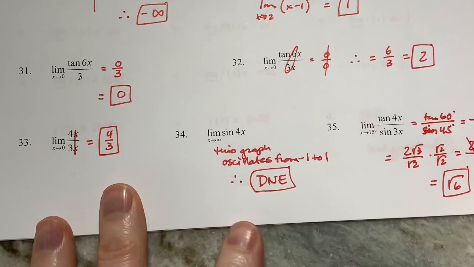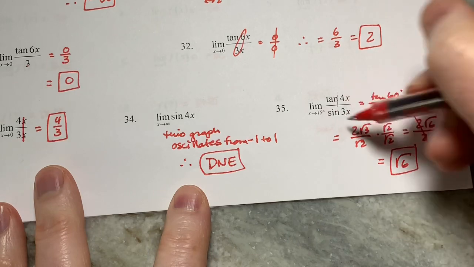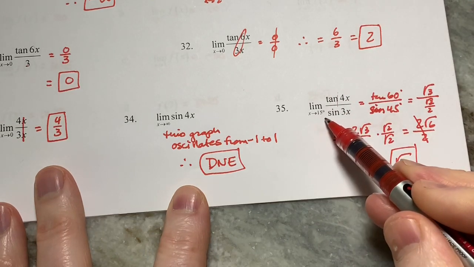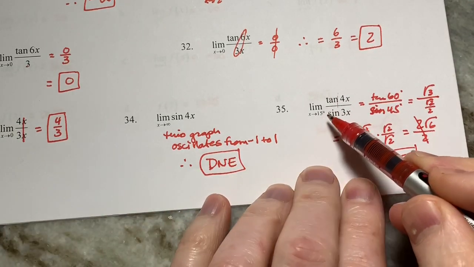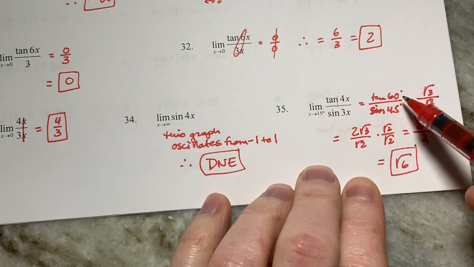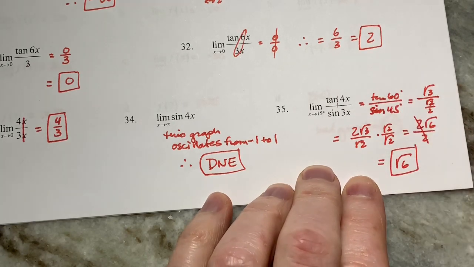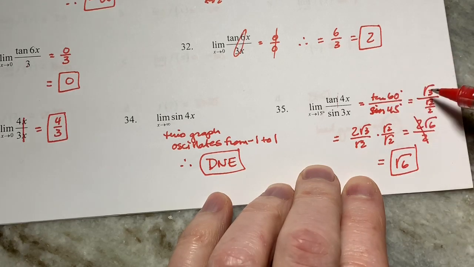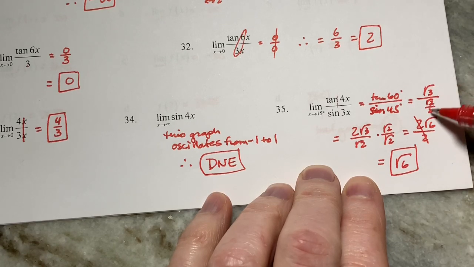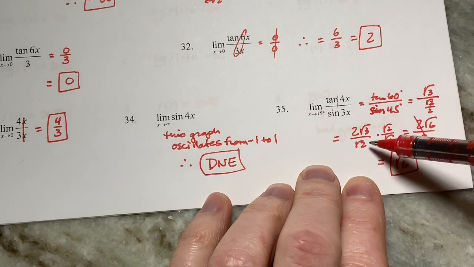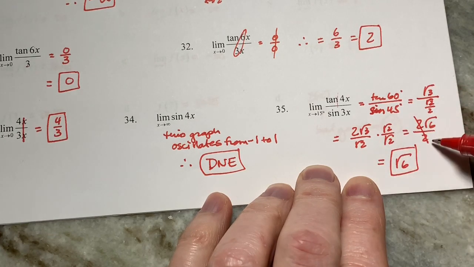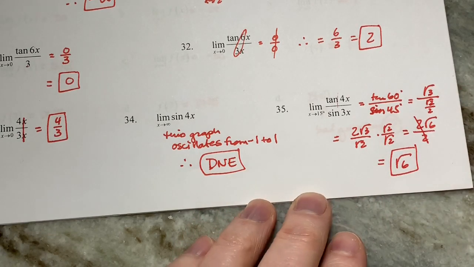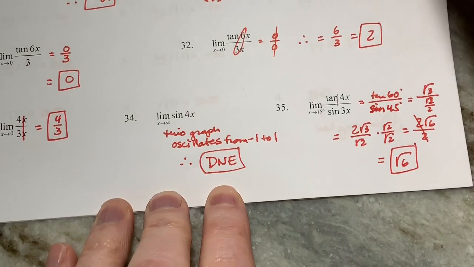And then finally on 35, people miss this all the time too. They say 4/3, but wait a minute, I'm not going to 0. Don't forget to plug the number in. If I plug 15 degrees in there, I get 60 degrees and 45. Those are values that I can actually do. Tangent of 60, we know those are the big reference angles, that's √3. Sine of 45 is square root of 2 over 2. So I can take this and multiply by the reciprocal, which gives me 2√3 over √2, and then rationalize, and I end up with √6. So a little bit weird, but don't forget to plug in the a value.